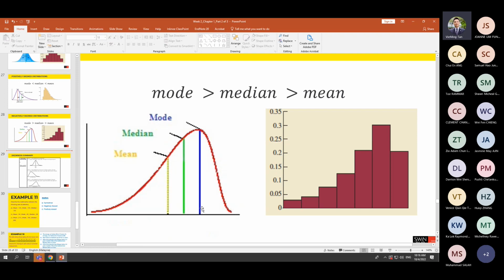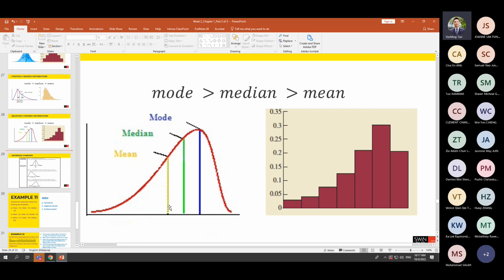Then where is the mean? Mean should be on another side. Yeah, it should be somewhere here. Median is always in the middle. So what is the conclusion if the data is negatively skewed? You can find that the mode value is greater than the median and is greater than the mean value if the data distribution is negatively skewed. So far so good?